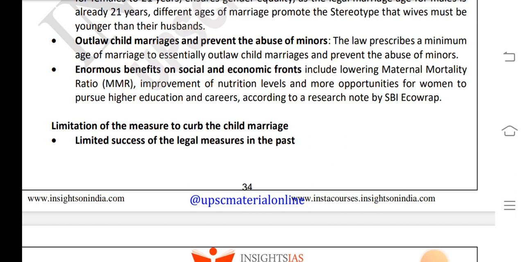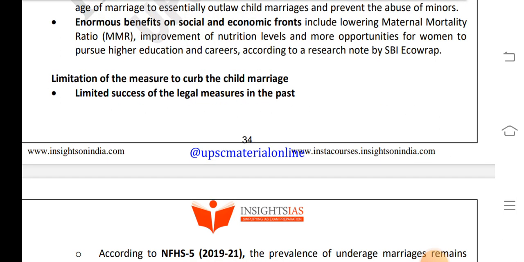The law outlaws child marriages and prevents the abuse of minors, and prescribes the minimum age of marriage. There are enormous socio-economic benefits, including lowering the maternal mortality ratio (MMR), improvement of nutrition levels, and more opportunities for women to pursue higher education and careers, according to a resource note by the SBI and Eco Reps.